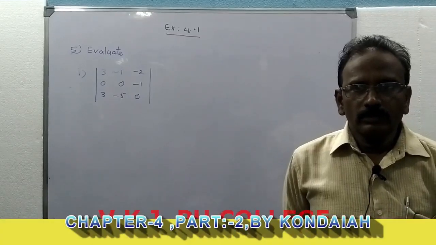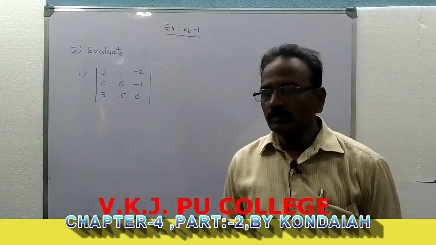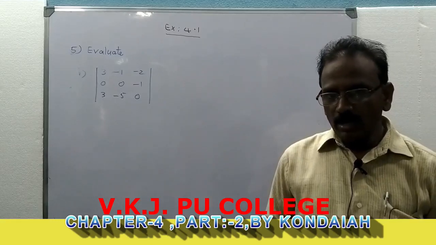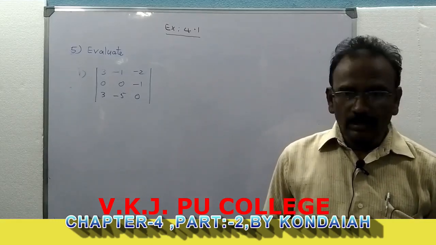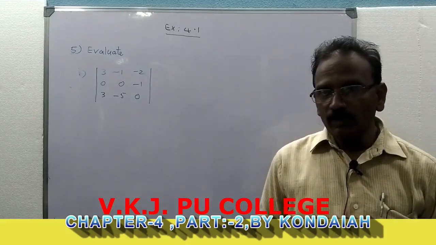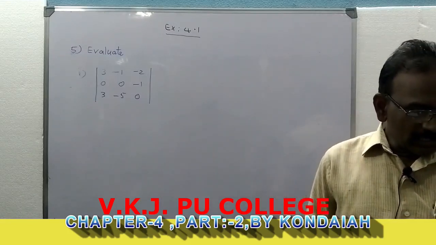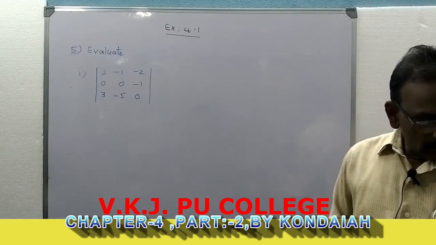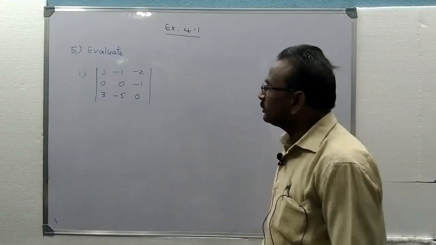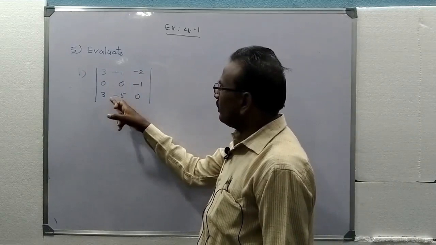Right. In this video, we discuss exercise 4.1, fifth problem onwards. In the last video, I discussed how to find the determinant of a matrix of order 2, the determinant of a matrix of order 3, and some problems in exercise 4.1. So today, fifth question, evaluate the determinants. In that, the first question is 3, minus 1, minus 2, 0, 0, minus 1, 3, minus 5, 0.